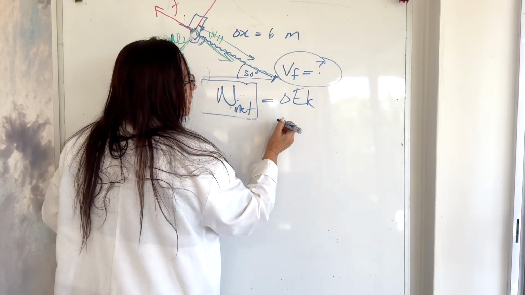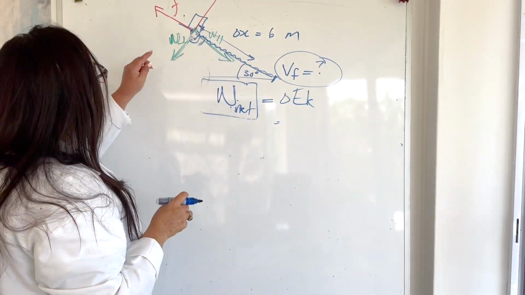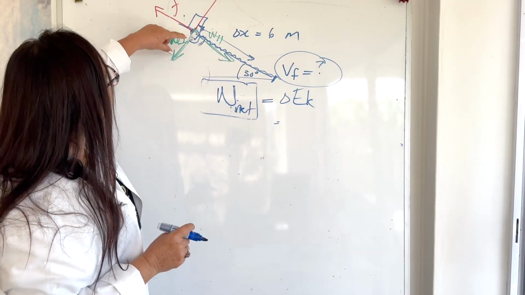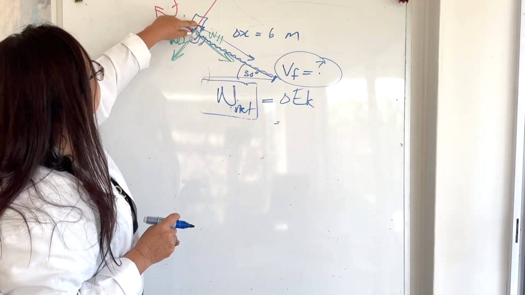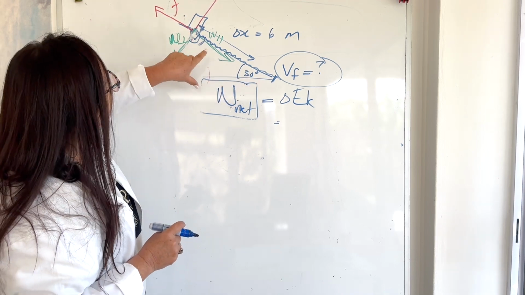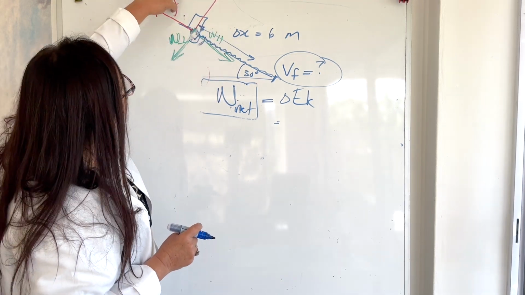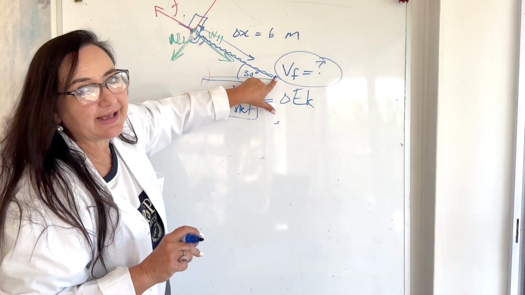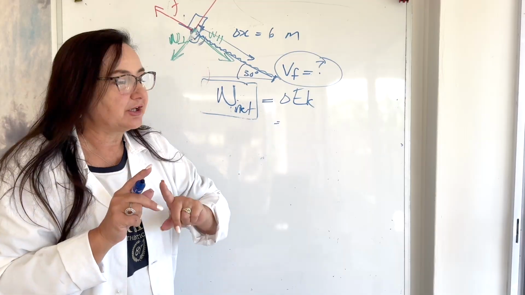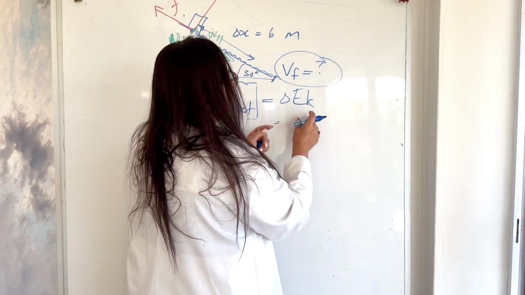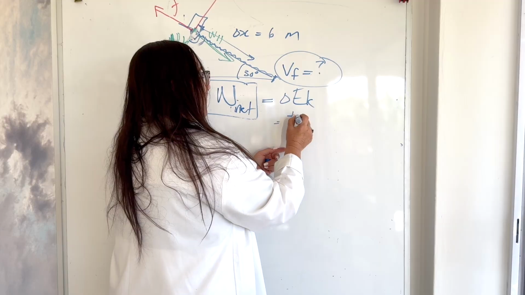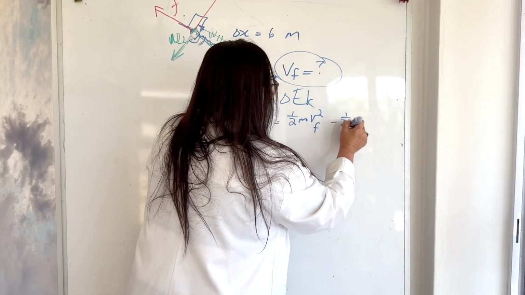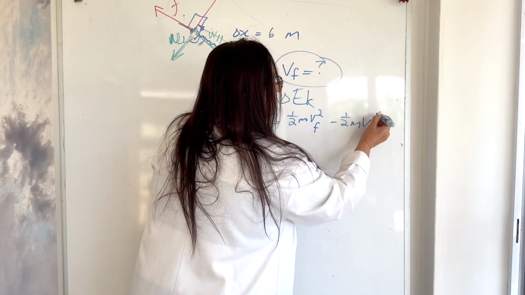Now immediately I know, okay, I've got all my forces, I do have the friction force, I do have that angle, I do have the mass of the object, so I can work out that force, that force, that force. I have all the forces, I have the displacement. Where is the unknown going to be? The unknown is going to be where? On this side. Because here I'm going to have half mv final squared minus half of the mass v initial squared.